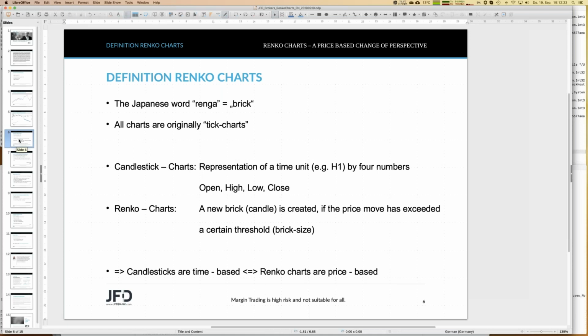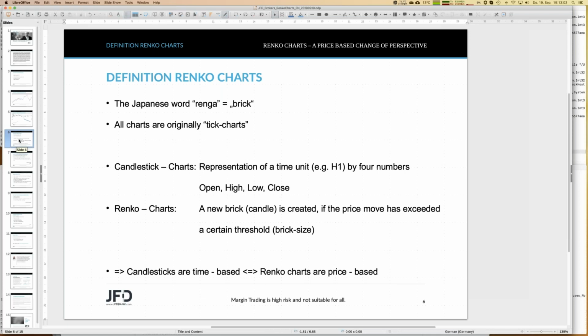Now, if we go for candlestick charts, then a candlestick chart is nothing else than just a representation of a time unit by 4 numbers: open, high, low, and close. So what MT4 is doing to make an H1 candle visible for us is quite easy. Let's say we look for the candle at 2 p.m. Then we look for all the ticks between 2 and 3 p.m. The first one within that time interval is the open.